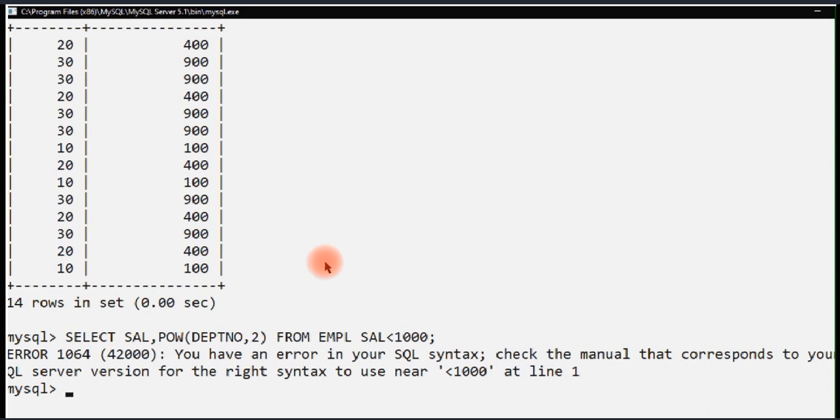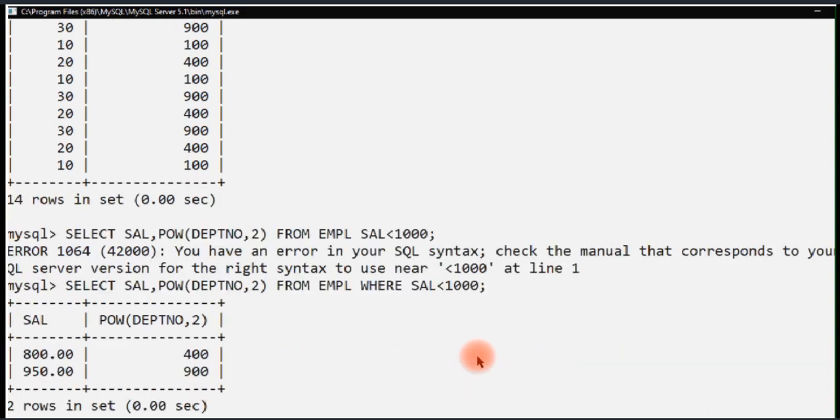There is one mistake. Are you able to find out the mistake? Guess it. See, we are applying conditions, so don't forget to give the condition part with the help of the where clause. With the help of the where clause, we can give the condition that you must have learned in my another video. Now this way you will find only the values of the salary which are less than 1000. Now this was the use of power function.